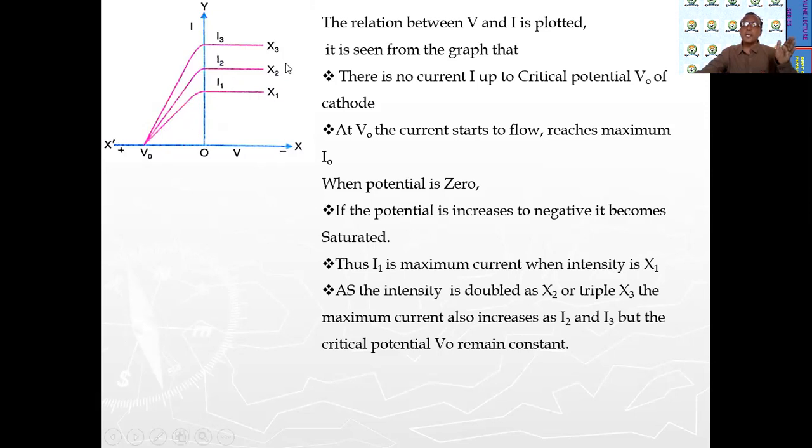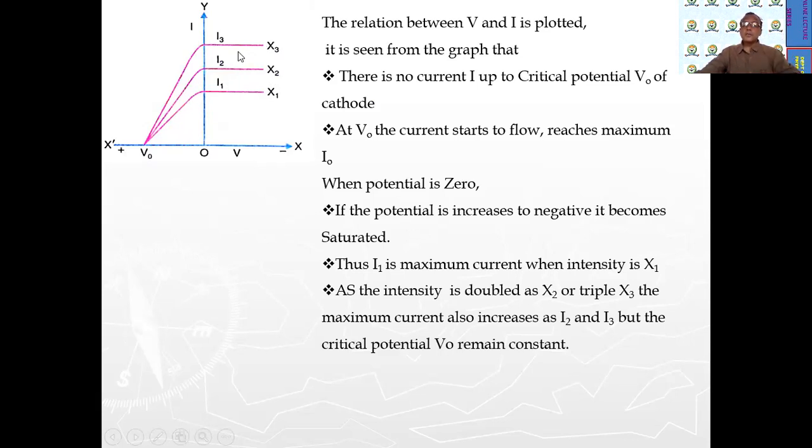This process is found to be the same, and we observe from this graph that even though the intensity goes on increasing from x1, x2 to x3, the critical potential in each case is found to be the same, that is V0, but the maximum electric current generated during the process goes on increasing as the intensity increases. When the intensity was x1, the current is I1, but when the intensity increases to x2, x3, the current also goes on increasing from I1 to I2 and I2 to I3 and so on.